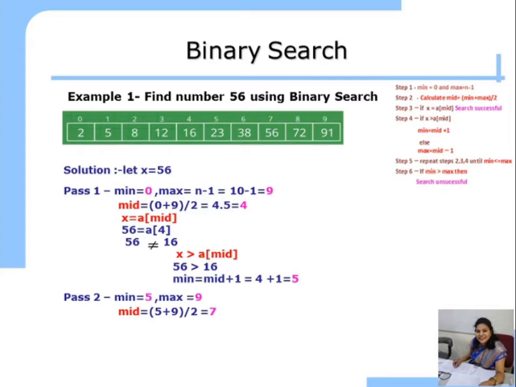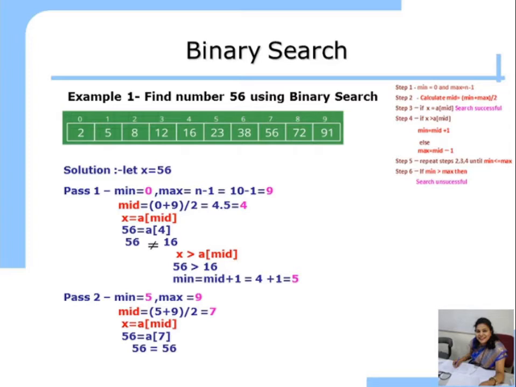Again we compare our element to be searched. What are we going to search? 56 with the mid value. So x is 56 and a of mid means a of 7. What is available at a of 7? It is 56. So are they equal? Yes. Your x is 56, your a of 7 is also 56.